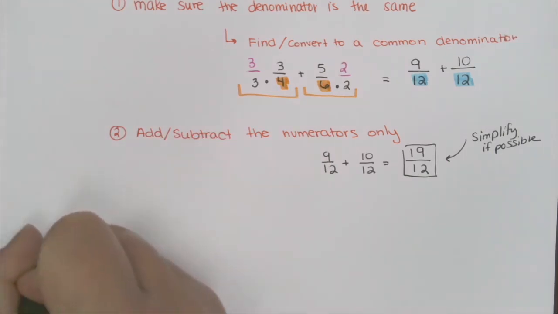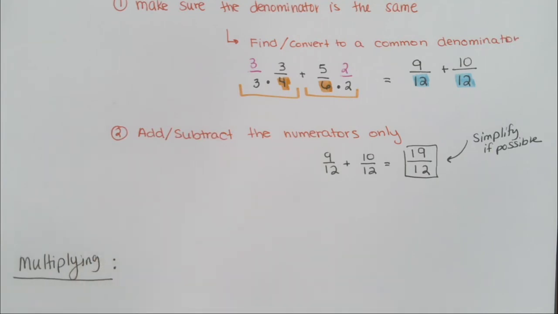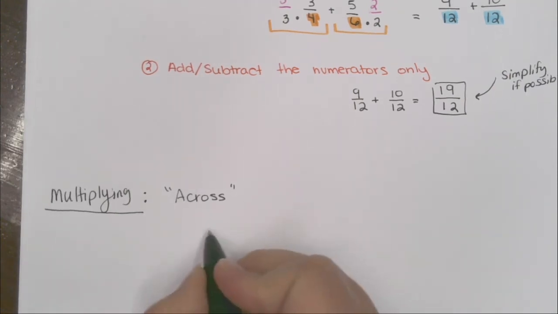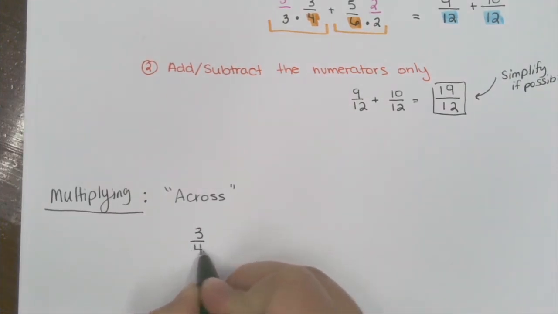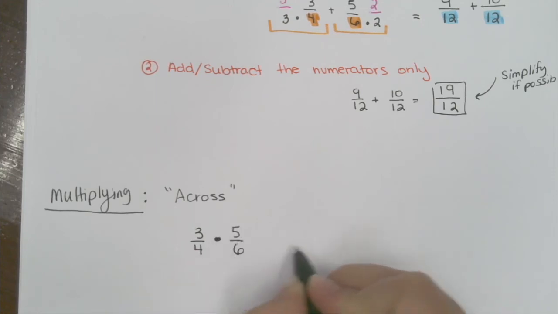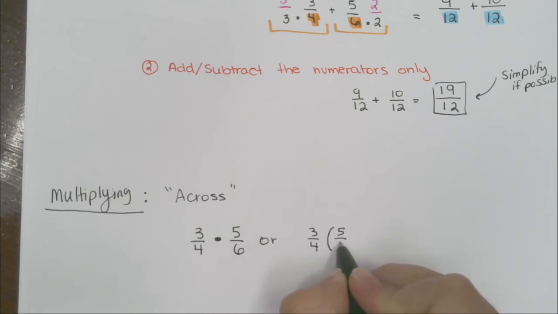Now when you're multiplying, I always tell my kiddos you can multiply fractions with one word, across. That's it. Just multiply across. Simplify, multiply across, you're done. So let's say with the same numbers, we had 3/4 times 5/6. Or you're going to see 3/4 times 5/6 like this with the parentheses.